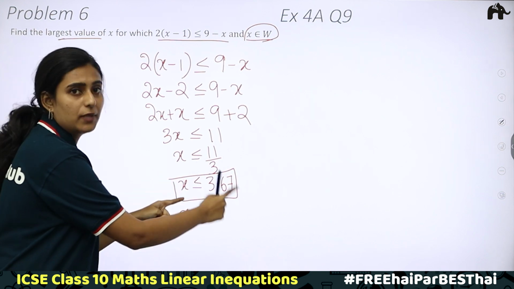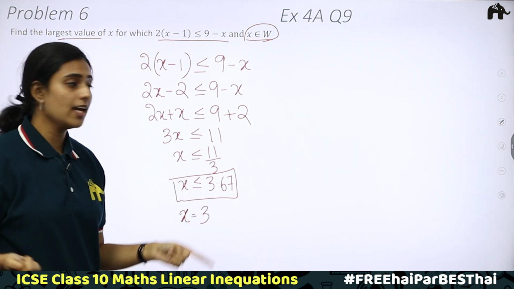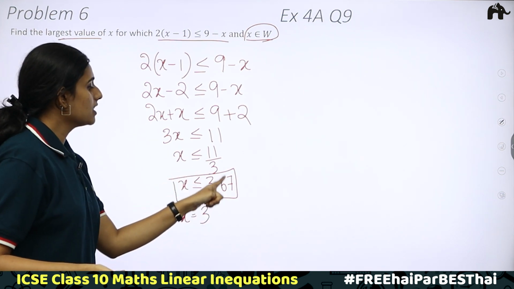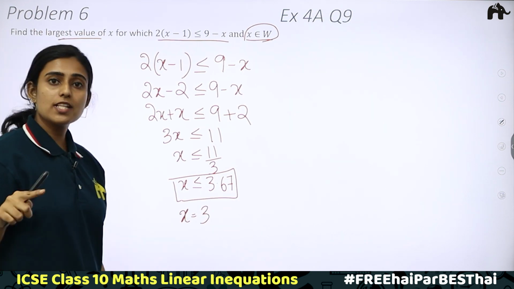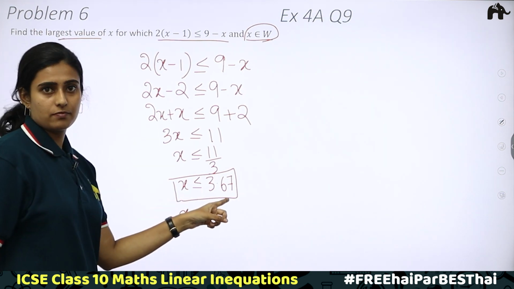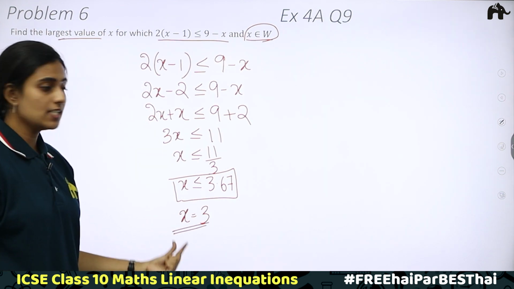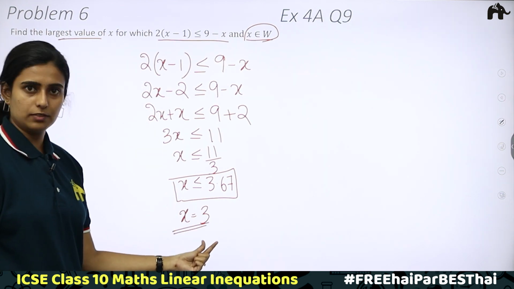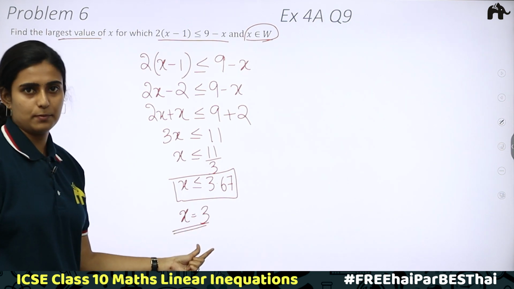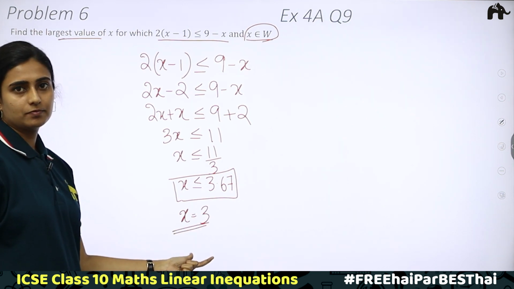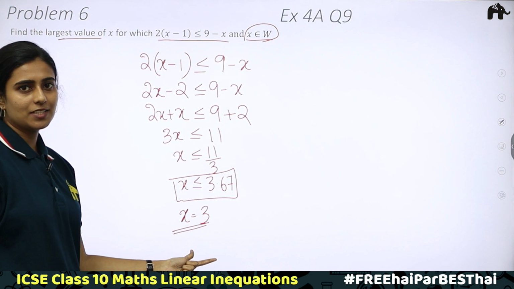But 4 cannot be included here because x is less than 3.67. 4 is a number that is greater than this, which is not possible. So, the largest value of x is equal to 3, which is a whole number. Clear? Let's move on to the next question.